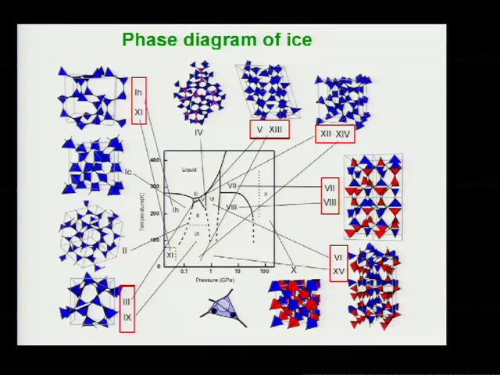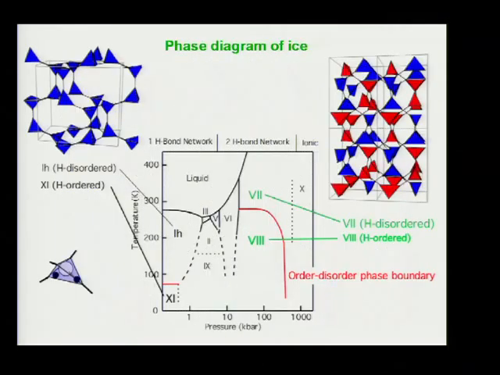Among these 16 crystalline phases, there are 6 hydrogen order-disorder transitions. Therefore, in order to understand the phase diagram of ice, the order-disorder transition is very important. But experimentally, most of these transitions occur at very low temperature. So it's very difficult to investigate experimentally and theoretically.